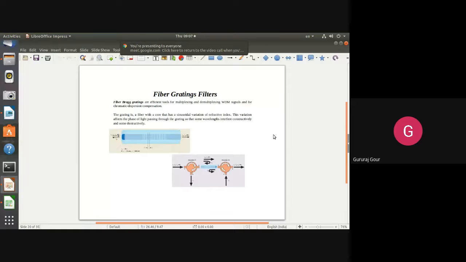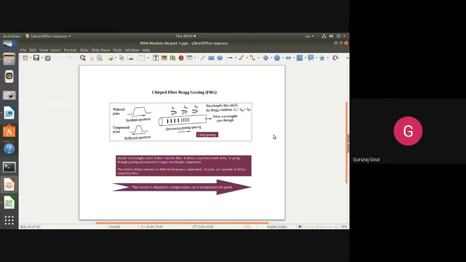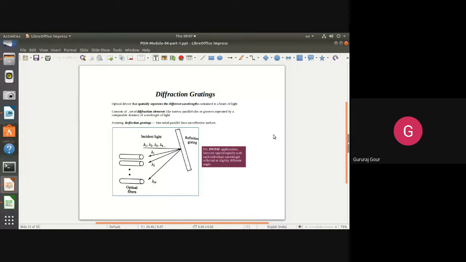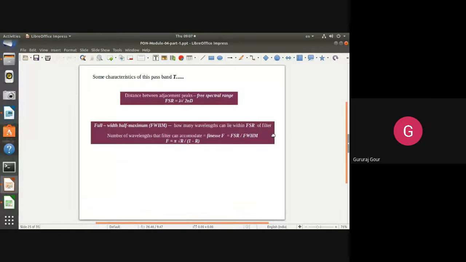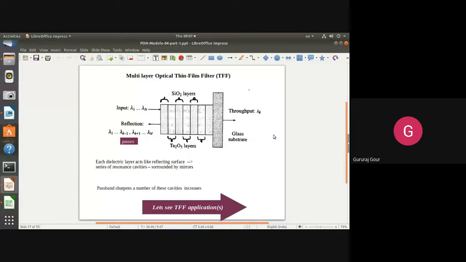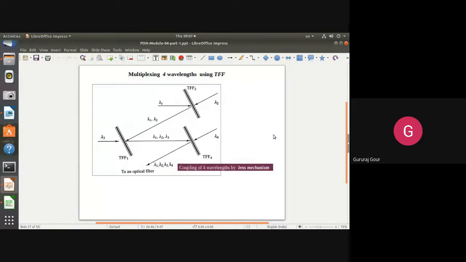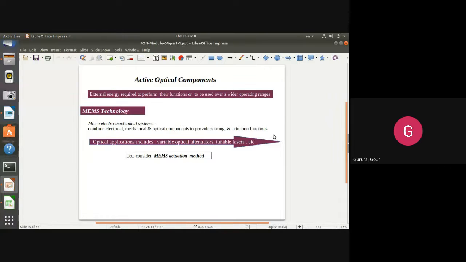So these are the wide variety of applications we have seen of how passive optical devices could be used in multiplexing, like the add drop multiplexer, or as a reflector or splitter, or demultiplexer, or a thin film filter which is now able to reflect back a bunch of wavelengths, or coupling more than two or three wavelengths by the lens mechanism using thin film filter. So those are all the applications.